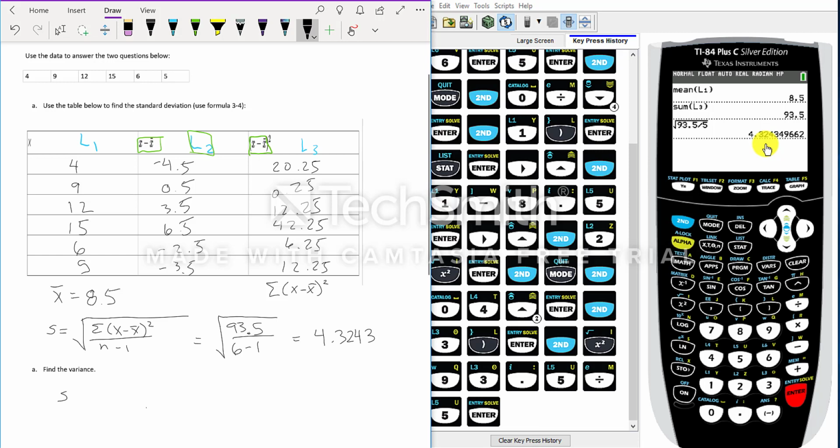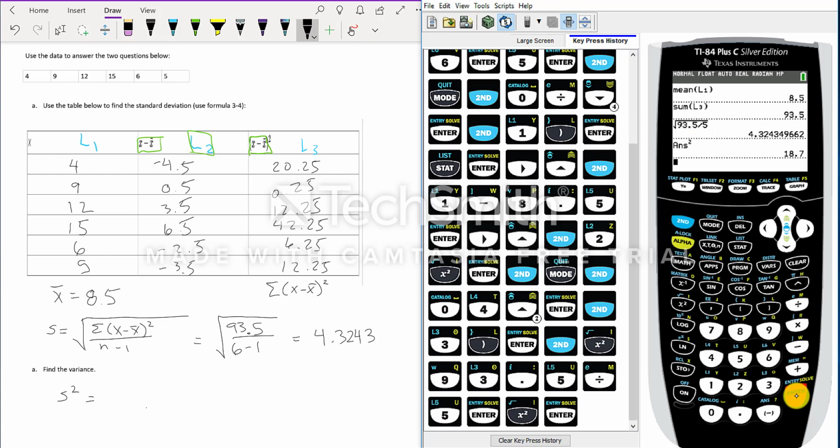Then for the variance, the formula is s squared equals, and you just take the square of the previous answer. On the calculator, just hit the caret button, or the square, and it's going to take the answer and square it. So hit Enter, and that's going to give you back 18.7. So the variance is equal to 18.7.